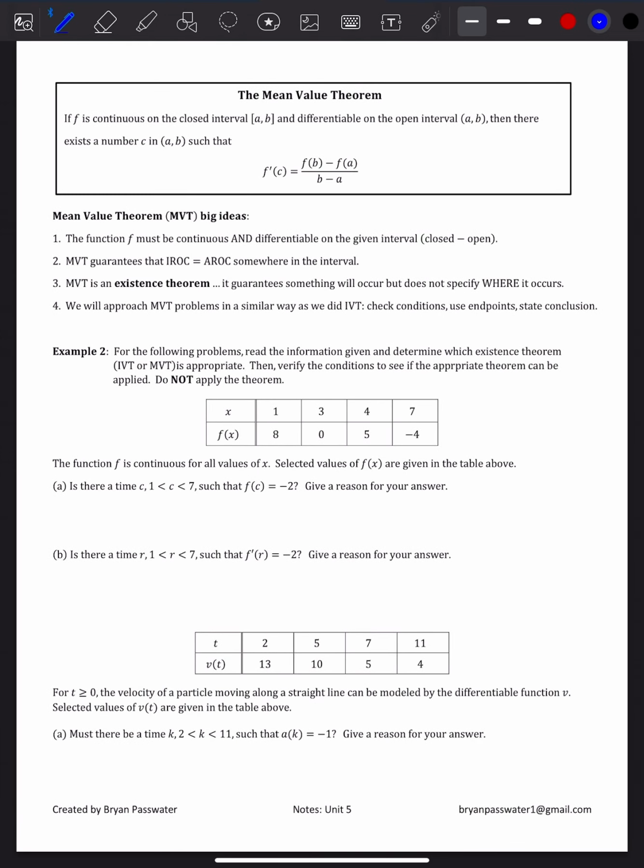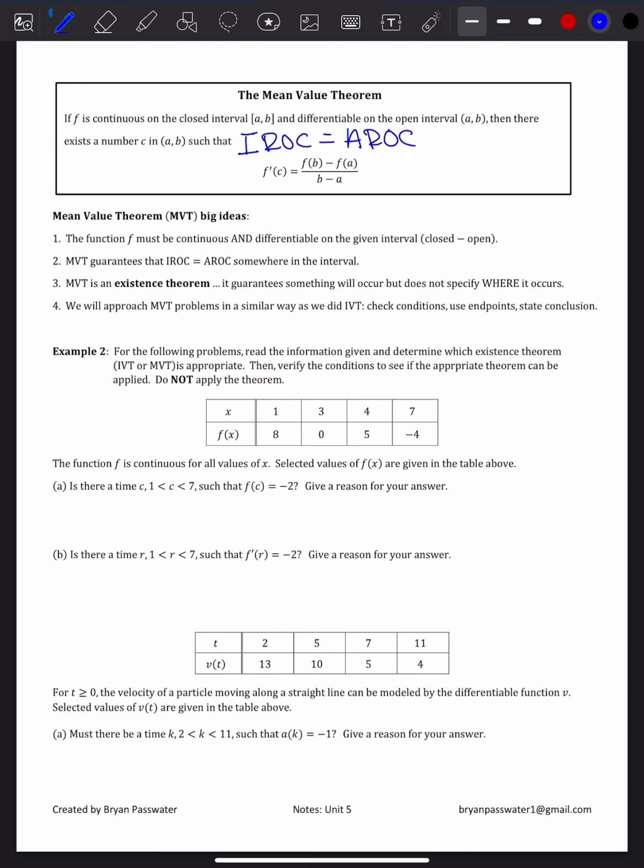Okay. So our mean value theorem is: if f is continuous on the closed interval a to b and differentiable on the open interval a to b, then there exists a number c in our interval a to b such that f prime of c is equal to f of b minus f of a over b minus a. This is interesting because when we look at this formula right here, this half of it is literally the average rate of change. So this is literally saying the instantaneous rate of change is equal to the average rate of change.